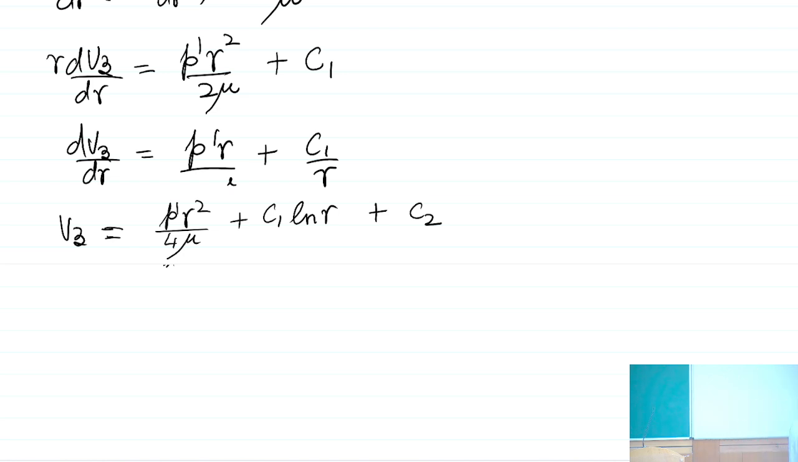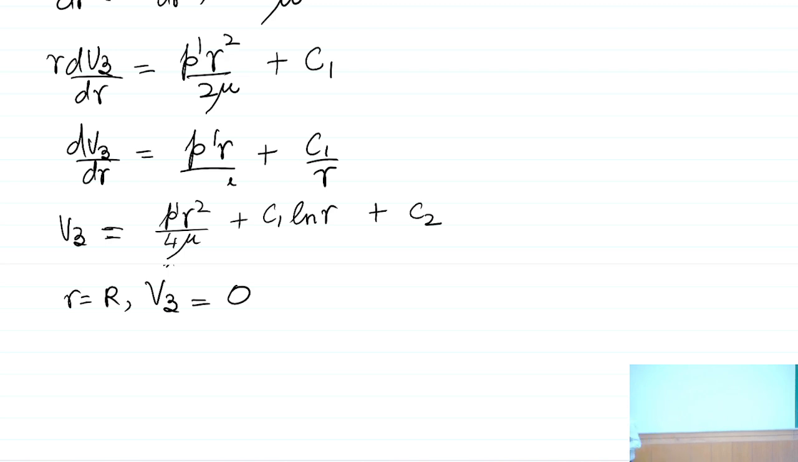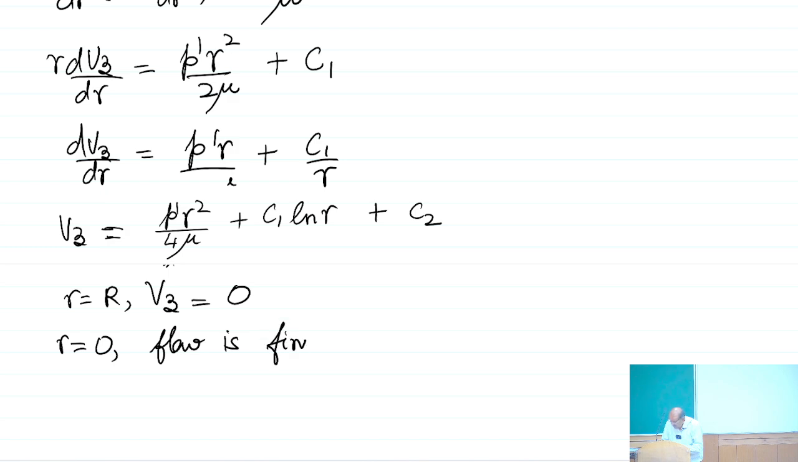Now it turns out we have only one boundary condition on Vz. What is the boundary condition we have on Vz? At r is equal to capital R, Vz is 0. Okay. So now, how do we find the two constants? There are two constants, only one boundary condition. So here we use the argument at r is equal to 0, the flow is finite. V cannot be infinity.